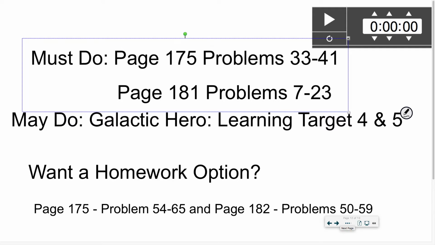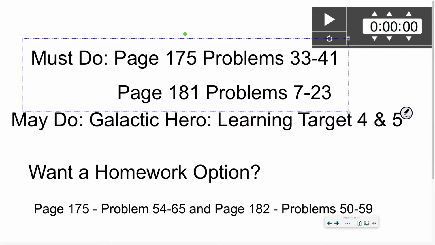If you have a red or yellow, you want to really work on this must do. This is reviewing everything that we did in class today. It's giving you some extra practice to make sure you can really master it and turn your assessment card to a blue or a green. That's going to help you a lot because we only have a few days to work on this.